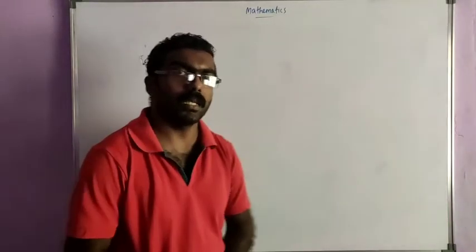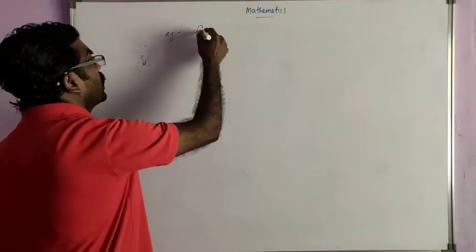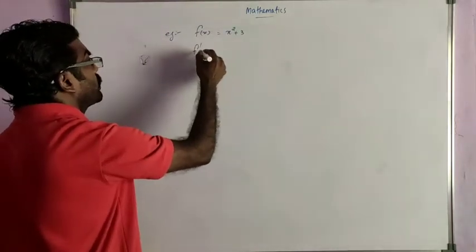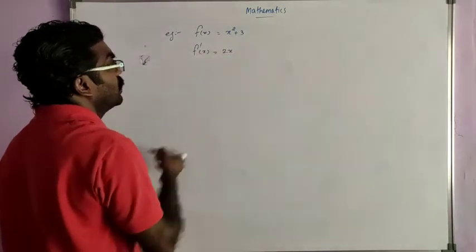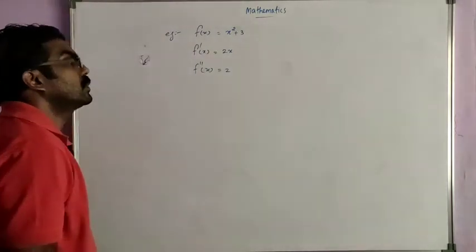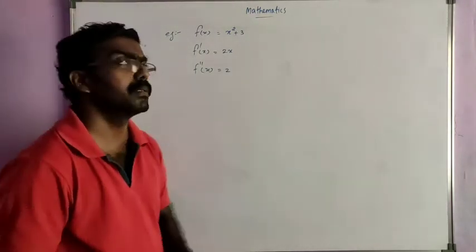Let us consider an example. f of x is equal to x square plus 3. First of all, we can find f dash of x. It is 2x, and f double dash of x is 2. Okay. So the first order derivative and the second order derivative exist.